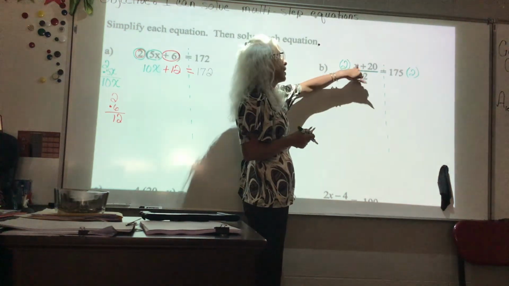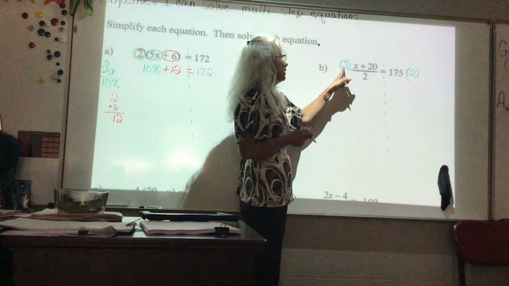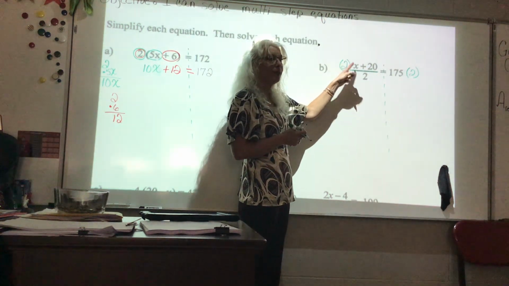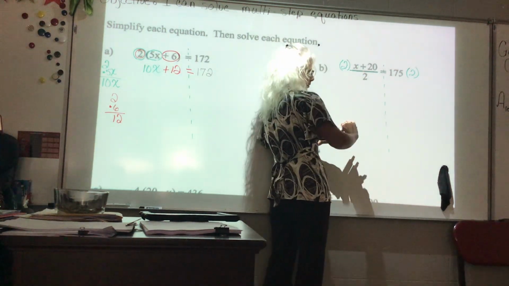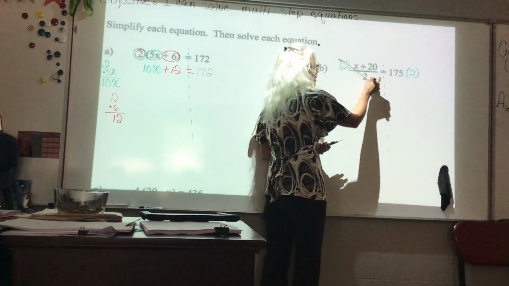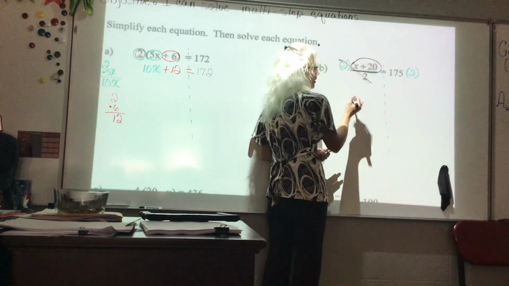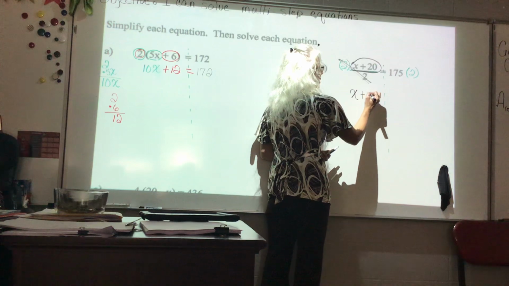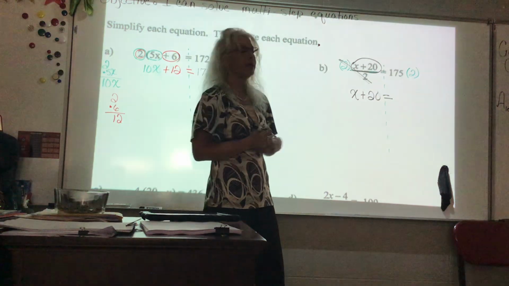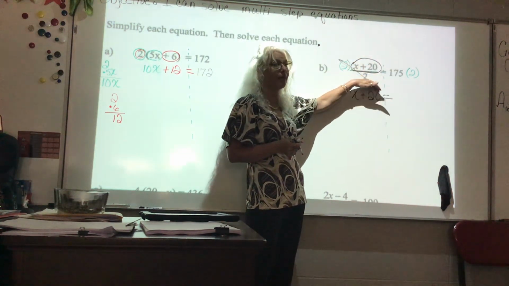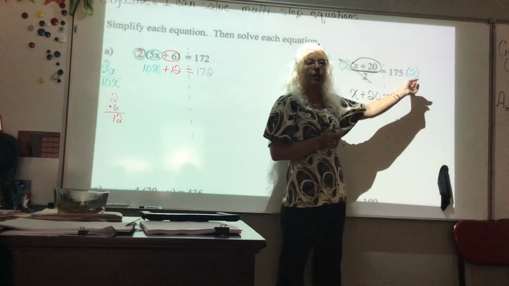Now, we could do 2 times x and then 2 times 20 and then divide both of those by 2. But if we take a number and multiply it by 2 and divide it by 2, are we going to end up with what we started with? So what's 2 divided by 2? 1. Did we rip the 2 off the bottom? Yes. So all we have is what's on top. So you're going to write down what's on top of the numerator exactly the way it is. Because if you take 2, multiply it by 2, and then divide by 2, you're going to end up with what you started with.